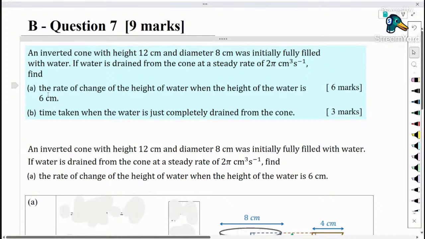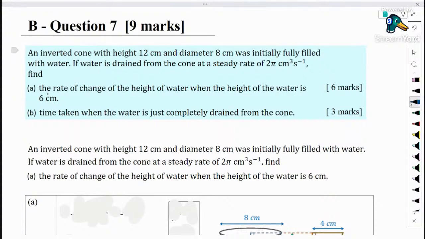So from the start of the sentence, you were told that there is an inverted cone. That means the cone in this position here. Initially, it's full of water, but as time goes on, there's leaking happening. The water is leaking out from the cone, and you were told that it is drained out at this rate here.